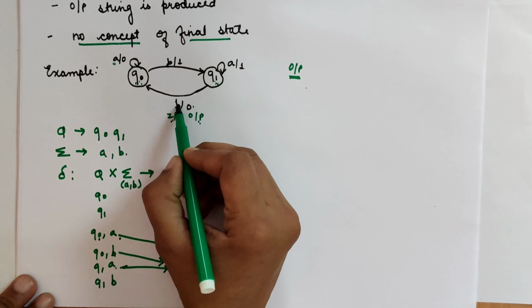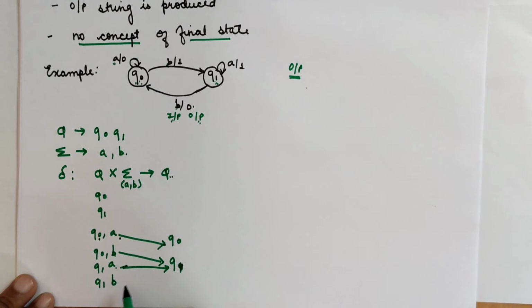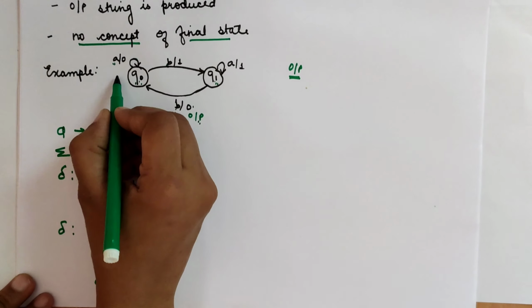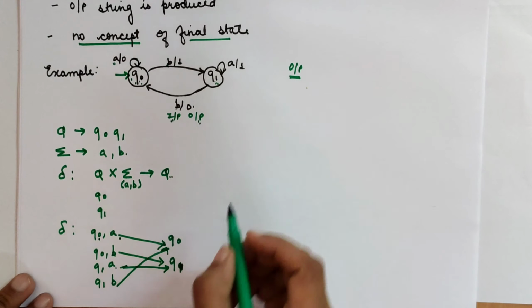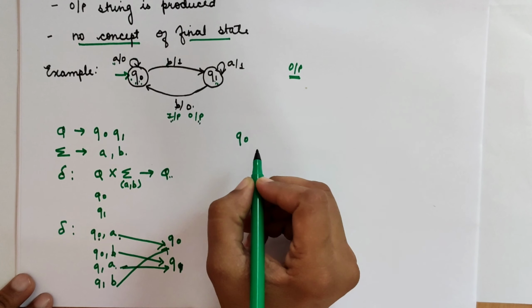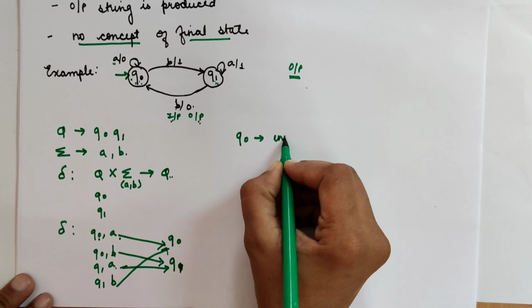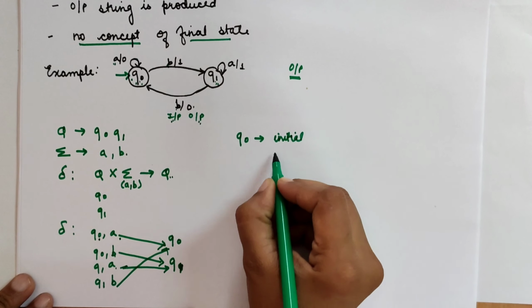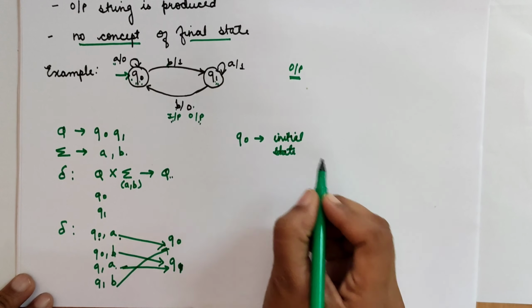And Q1 on input B is going to Q0. So we'll mark the arrow here. This is the delta, or you can say the input transition function. Whereas what is your initial state? Q0 is your initial state.